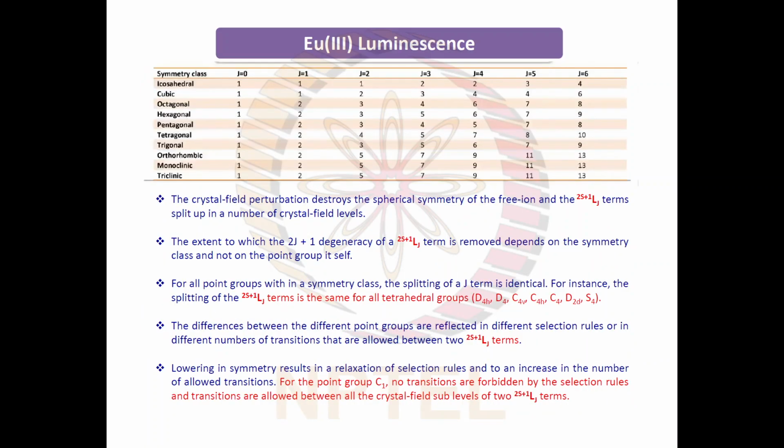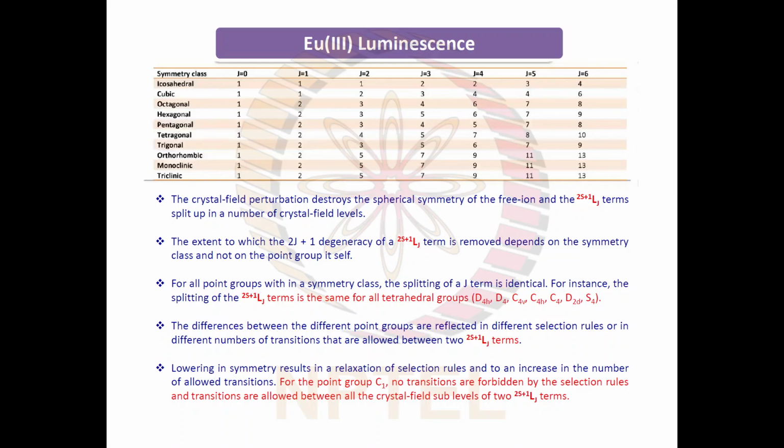Now, the crystal field perturbation destroys the spherical symmetry of the free ion, and the 2S+1LJ terms are split into a number of crystal field levels. The extent to which the 2J+1 degeneracy of a 2S+1LJ term is removed depends on the symmetry class and not on the point group itself. For all point groups within a symmetry class, the splitting of a J term is identical. For instance, the splitting of the 2S+1LJ term is the same for all tetrahedral groups.